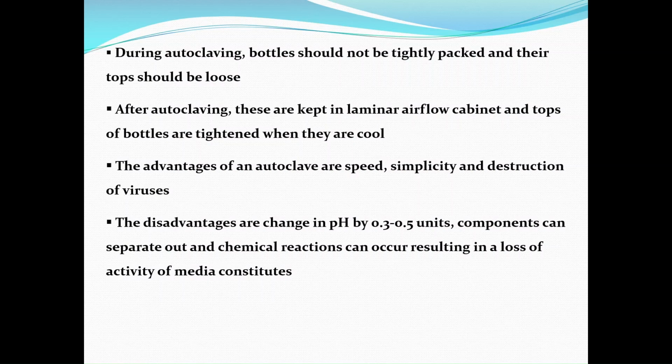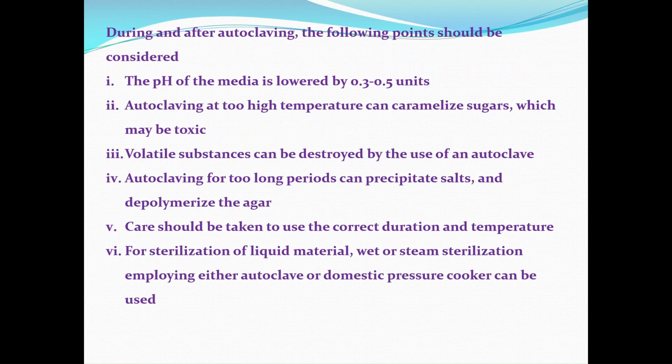The advantages are speed, simplicity, and total destruction of viruses. There are also some important considerations you should give when you are using autoclave for media sterilization. These are: the pH of the media is lowered by 0.3 to 0.5 units. Autoclaving at too high temperature can caramelize sugars, which may be toxic. Volatile substances can be destroyed by the use of an autoclave. Autoclaving for too long periods can precipitate salts and depolymerize the agar. Thus, care should be taken to use the correct duration and temperature.